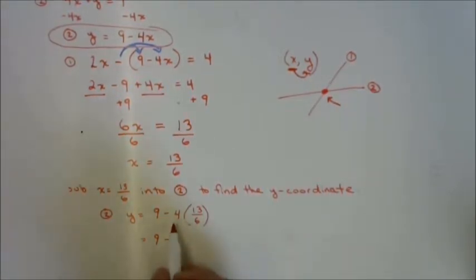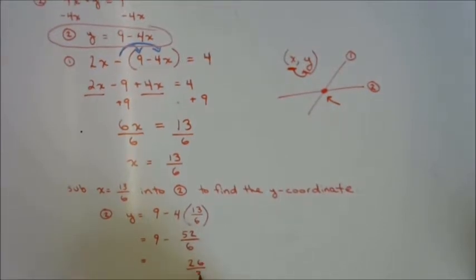Okay, 4 times 13 is 52 over 6, because it's over 6. And because these are both even numbers, I know I can divide them by 2. So this is going to be 26 over 3.